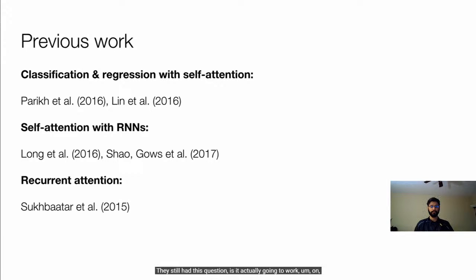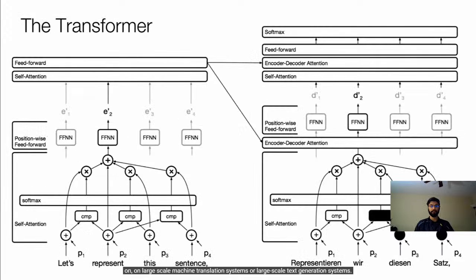They still had this question: is it actually going to work on large-scale machine translation systems or large-scale text generation systems? So this is sort of the culmination of our self-attention work, and we put it together in the transformer model. And so how does this look? So we're going to use attention primarily for computing representations.